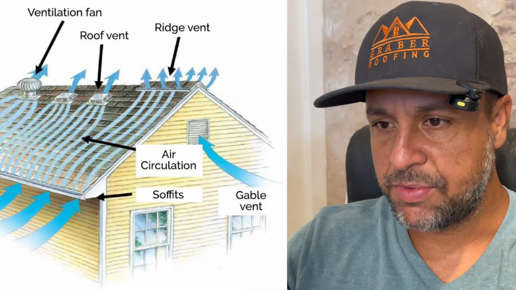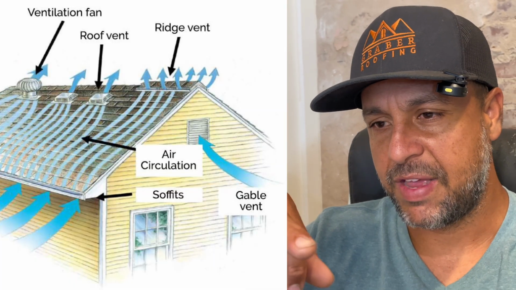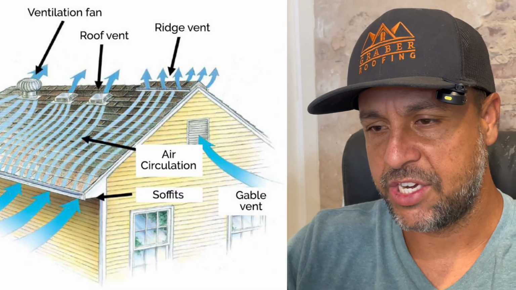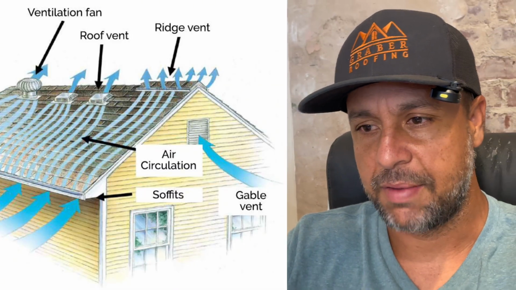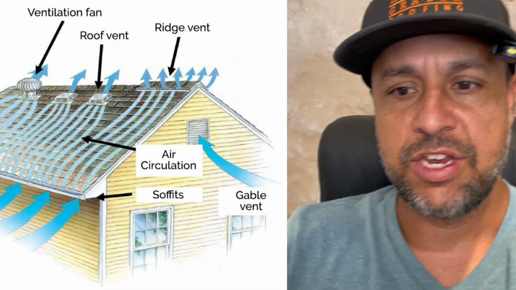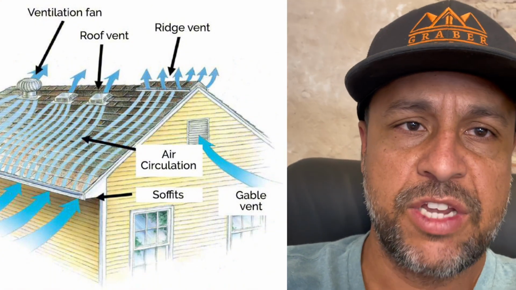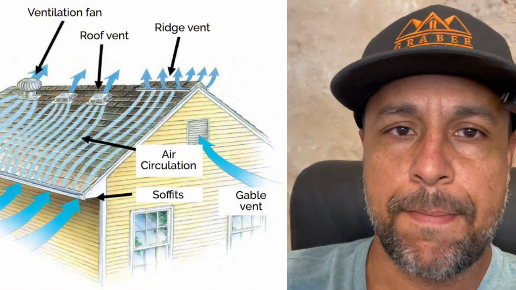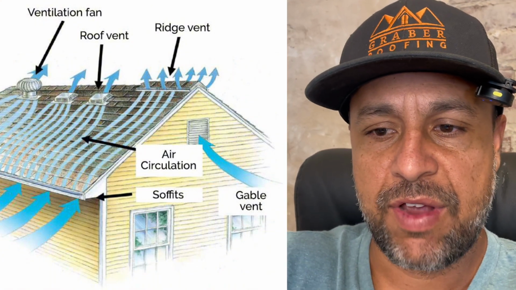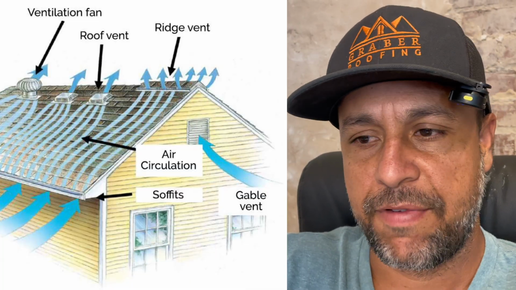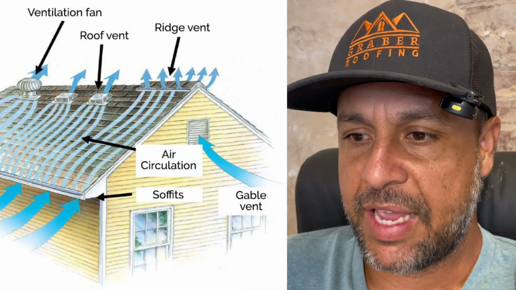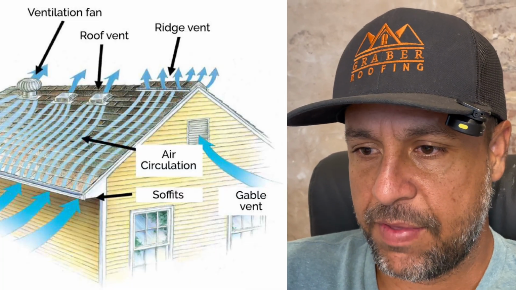So proper ventilation. In this first picture right here, as I'm showing you, you see you have three types of ventilation up top. So you have your ventilation fan. I call them a whirlybird sometimes. You have a roof vent, and you also have a ridge vent. At the bottom of this picture, you can see that you have the big blue arrows. That's your soffit. There's also a gable vent in the side of the picture.